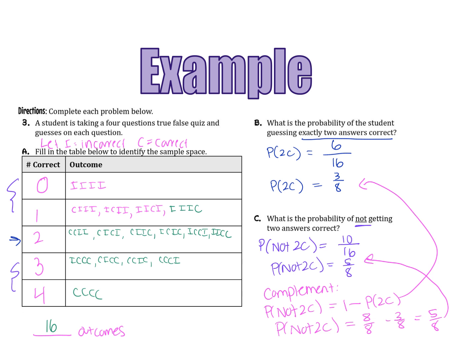In this case, it's probably the same amount of difficulty to use complements as it is to just count using the sample space, but we might look at more complicated problems where you really would prefer to use the complement. Here, it's really up to you.